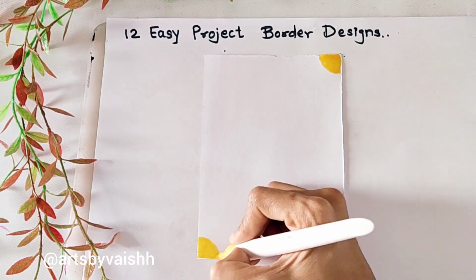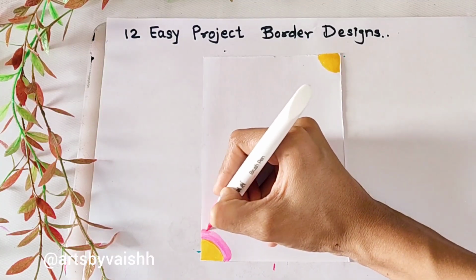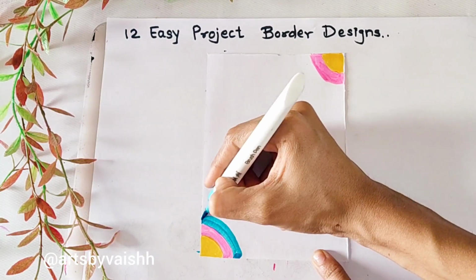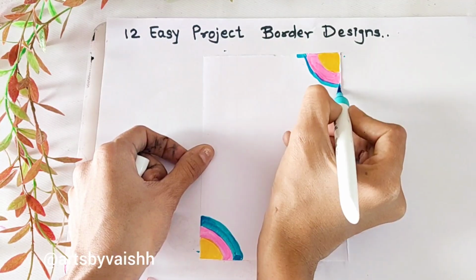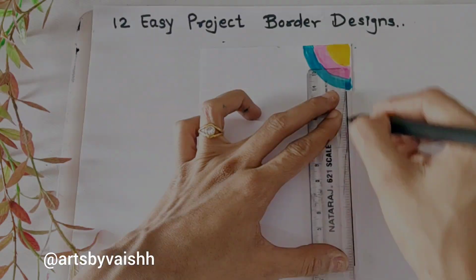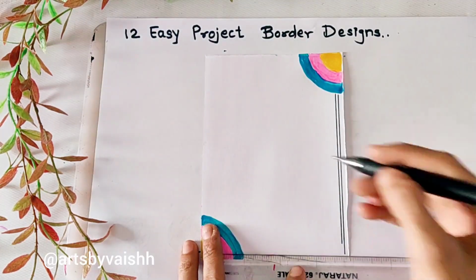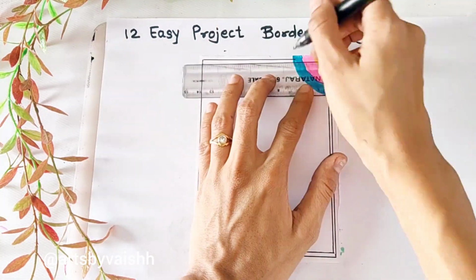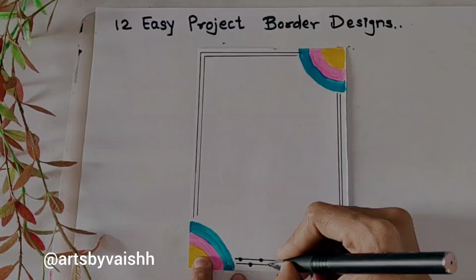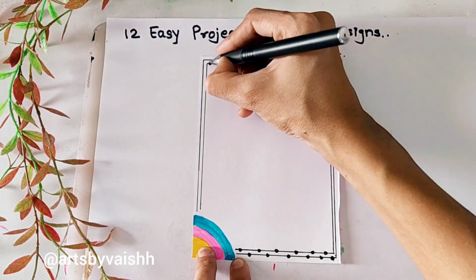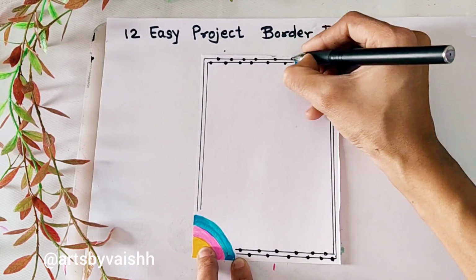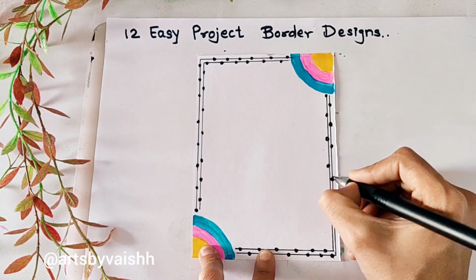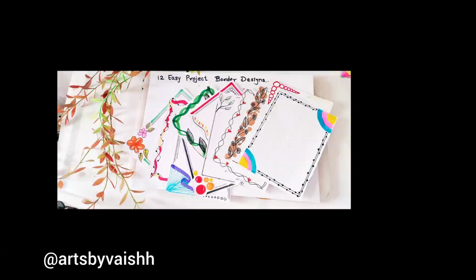In this I am taking three colors, yellow, pink and sky blue. I'll draw similar shapes and color from both sides, both corners, to make it look beautiful. Now I'll draw a border with black gel pen. And now I'll draw dots on the lines. And it's done. Here we completed all our 12 designs.